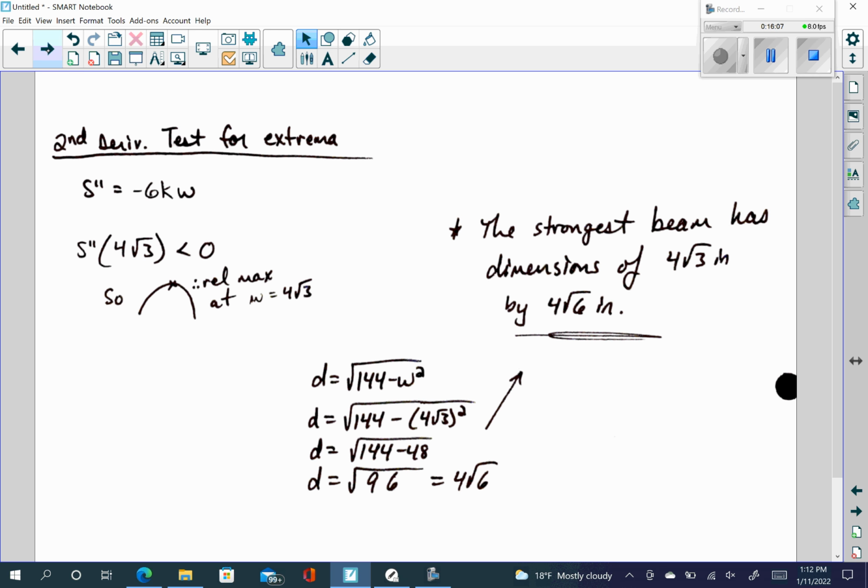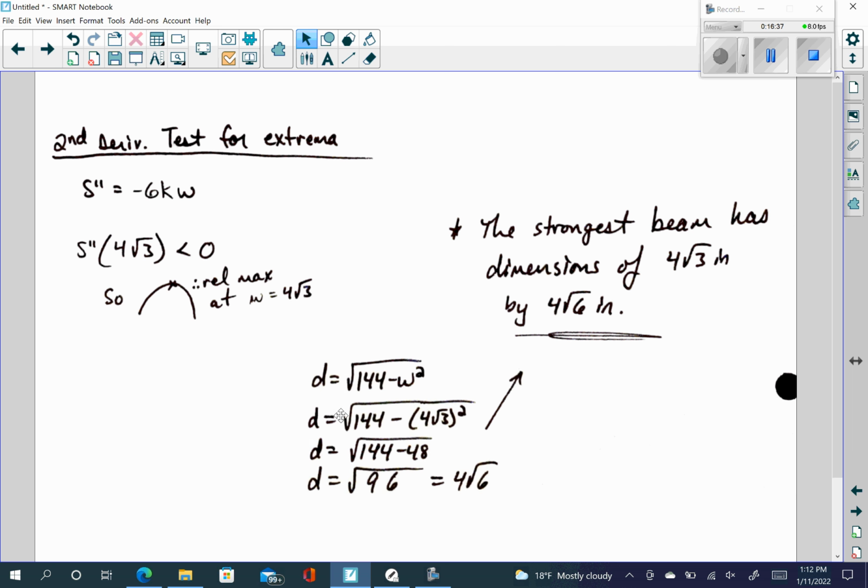And again, I'm going to do the second derivative test for extrema. I'm going to find the second derivative of the strength of our beam. That just turns out to be a negative 6Kw. Because remember that 144K is just a constant, so that turns into 0. Evaluate that at 4 radical 3, which will always be negative then because the 6 is negative. So that will be less than 0. So we're concave down around this x value. Therefore, we have a relative max at w equals 4 radical 3.